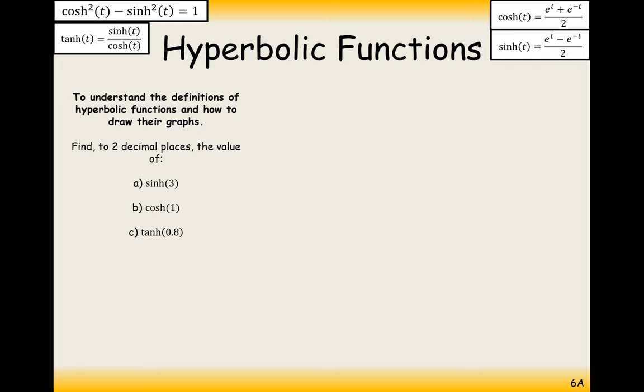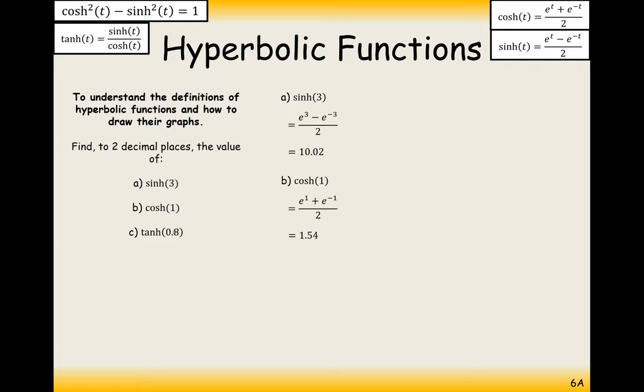So let's just have a go at a few little baby questions then. Find to two decimal places the value of sinh 3. So how would we work that out? We'd use the exponential definitions. We'd put 3 into the exponential definition of sinh and then work it out on the calculator: 10.02. Moving on to cosh of 1, so again exactly the same, grab your exponential definition of cosh and plug 1 in for t, so e to the 1 plus e to the minus 1 over 2, and we get 1.54.